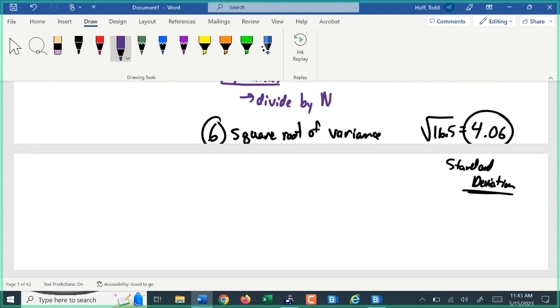Now, an important relationship is formed between that range and standard deviation.